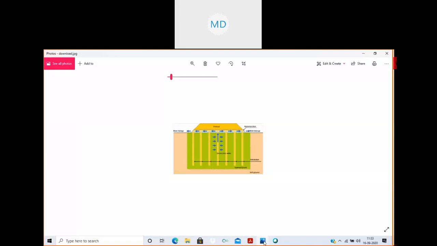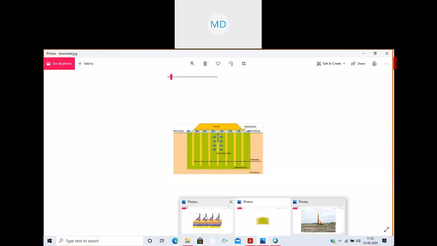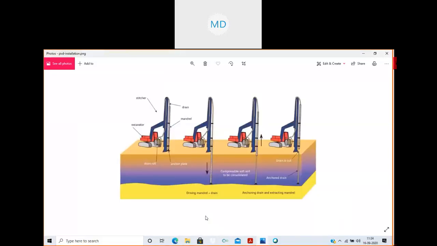I hope it is clear. Then about prefabricated drains, we can see here the excavator or the machine, you can say, to which the mandrel is attached. This is the bigger portion, this white portion, you can see it is the mandrel. It is shown here with the help of the arrow. This is the mandrel, and inside this mandrel you can see the thinner portion. This is the drain, that is the vertical drain.